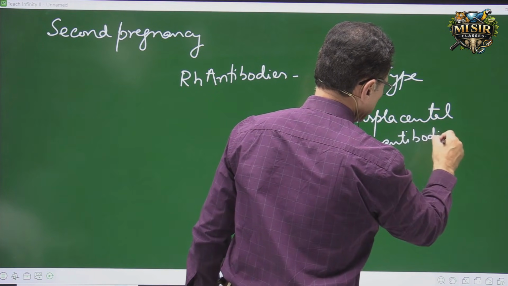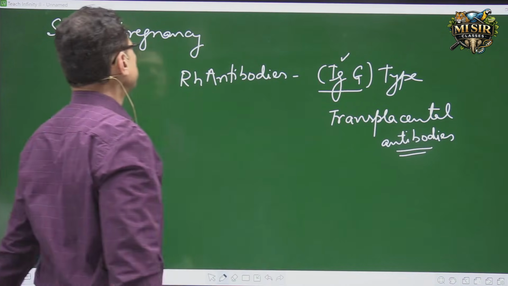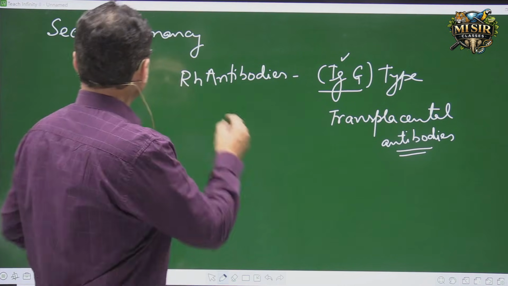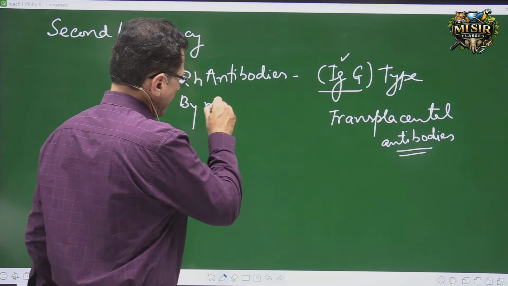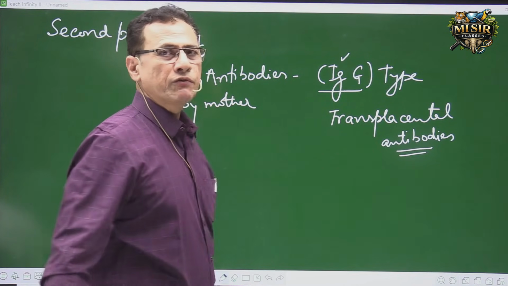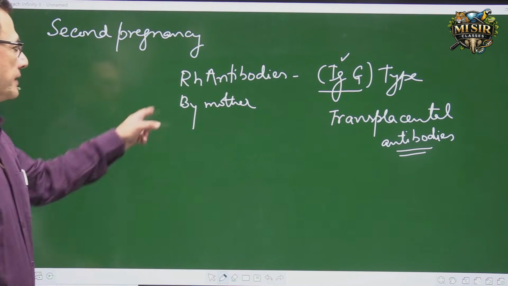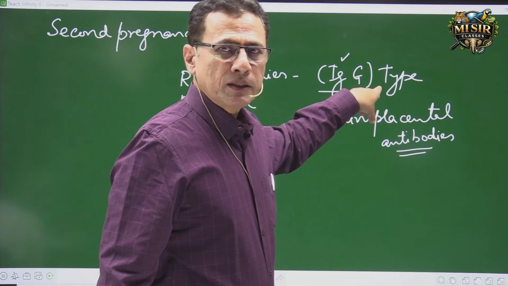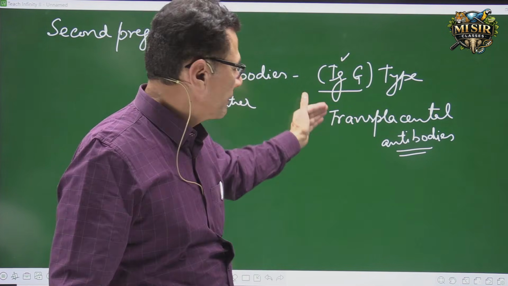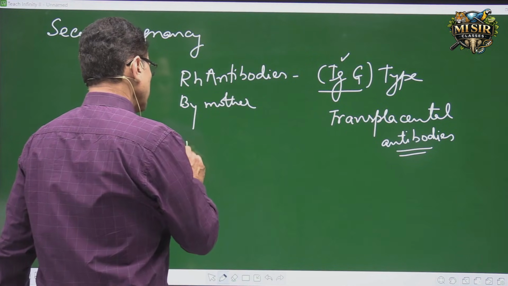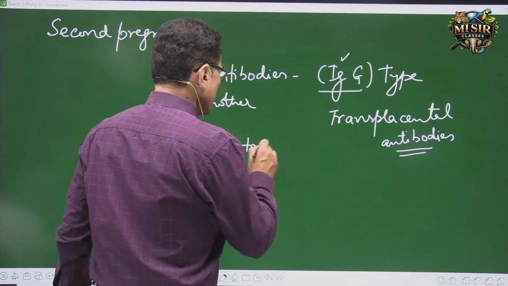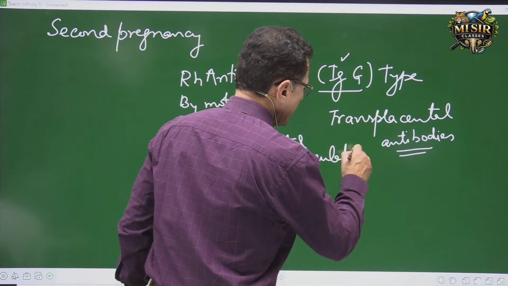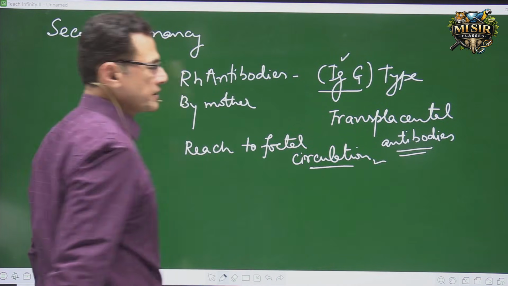This is a crucial point to be well understood over here, that during second pregnancy, Rh antibodies which are made by mother, these are the questions which are frequently asked in NEET type of examination. Rh antibodies, they are produced by mother. They are IgG type of antibodies. They are transplacental. They can cross the placenta and they can reach to the fetus, reach to fetal circulation.